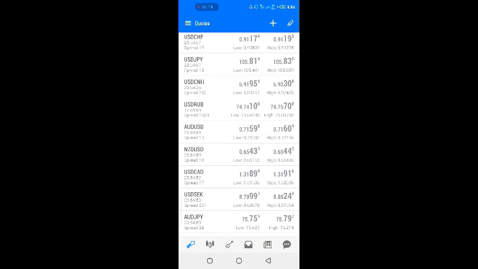In subsequent videos I'm going to be showing us how our spread affects our transactions and how we should be careful with choosing spreads and currencies.